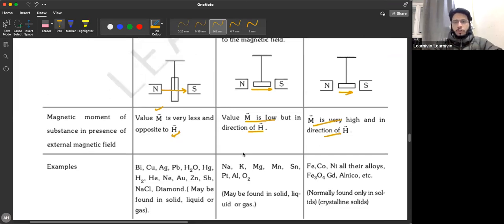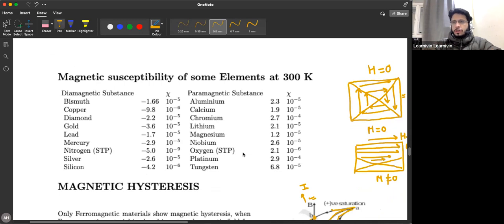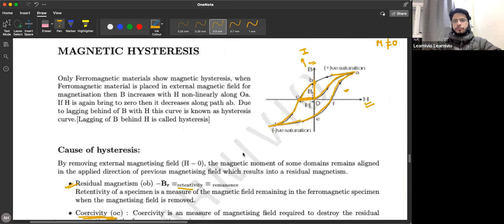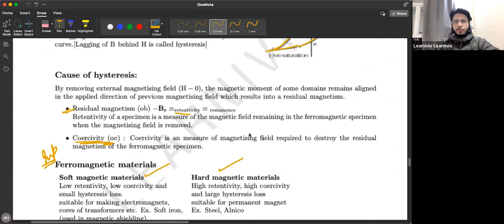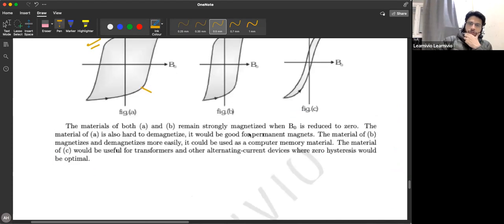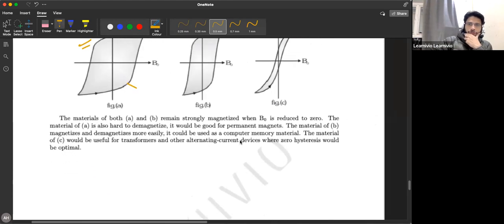Along with these notes, I'm sharing one small note also for hysteresis. Along with this, I'm sharing one more thing on hysteresis. That will have a very detailed discussion of electromagnet, permanent magnet, and temporary magnet. That's all. So your syllabus is over.